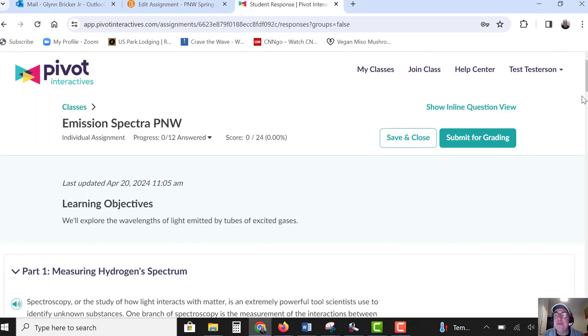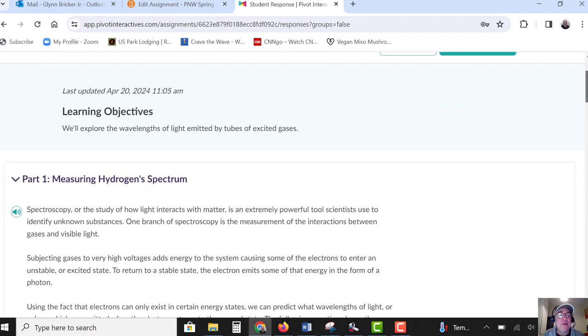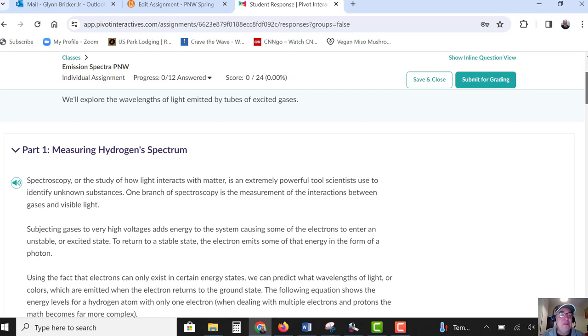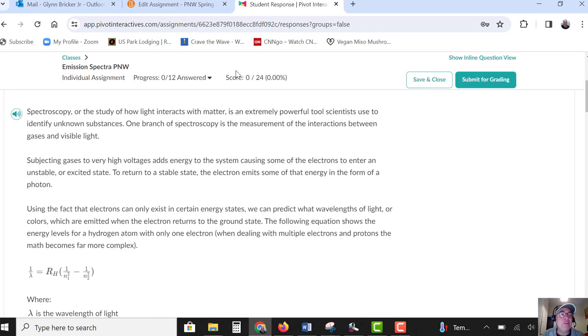So it's a little bit shorter than some of the other labs. We're going to take a look at hydrogen's emission spectrum and then try to figure out the emission spectrum of some unknown elements. Actually, we'll be given the emission spectrum. We can match them up with some known wavelengths. Okay, so first part here, spectroscopy.